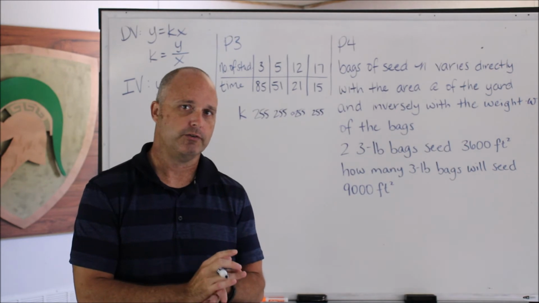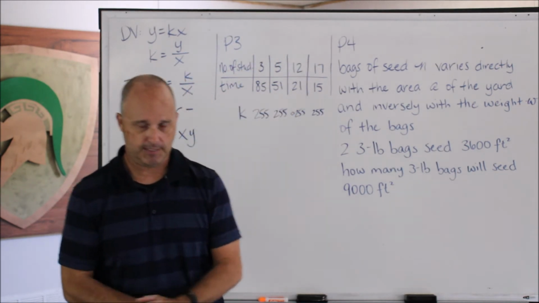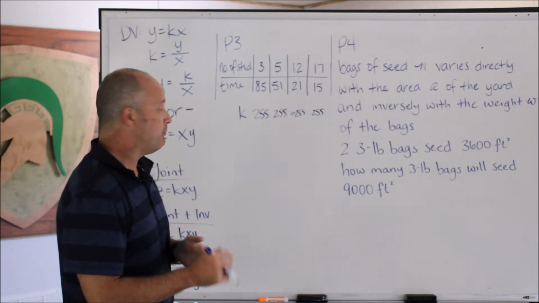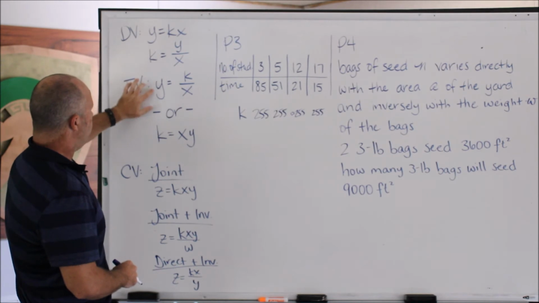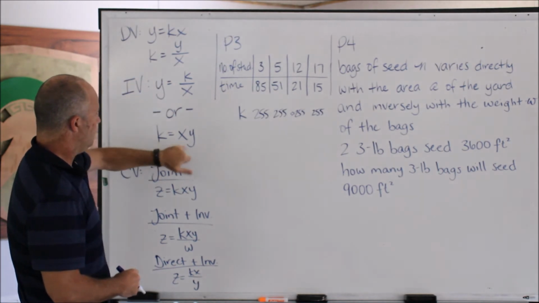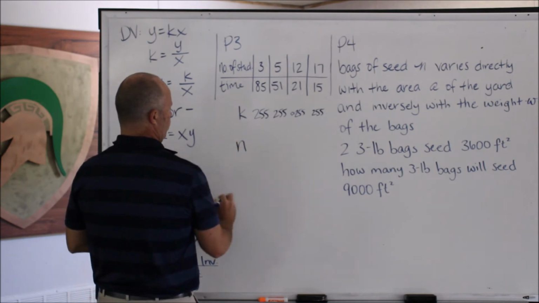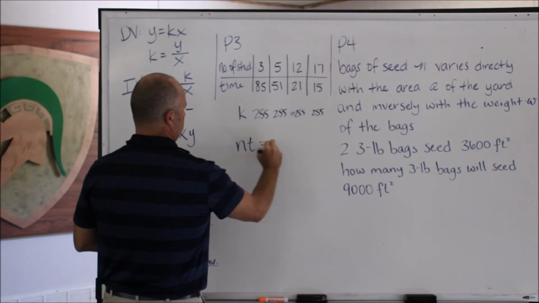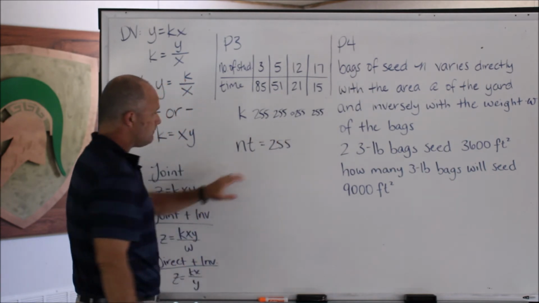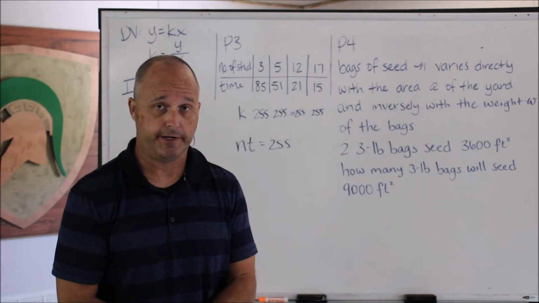Every time we do this, we can see that there's a relationship between the number of students and the amount of time it takes. So how do we actually model this? Well, we can either do y equals k over x, or we can do k equals xy. So the number of students times the time it takes is equal to 255. So this is your answer for part A. That's the model, or the function, that we've created.